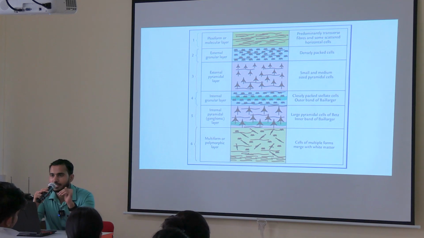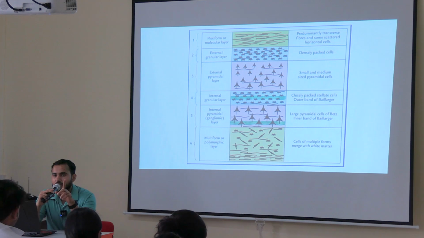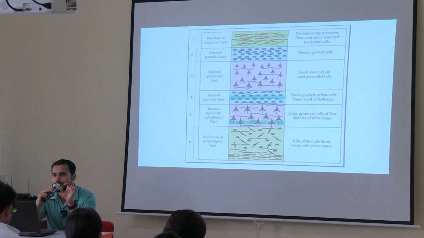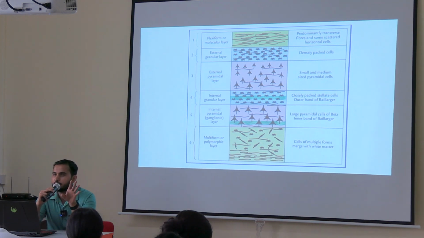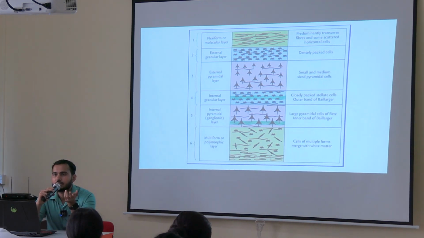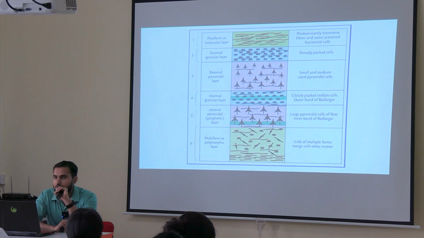So the first layer है, as I said, cells are not there. Only one type of cell is present, that also horizontal cells of Cajal or Cajal-Retzius cells. Remaining, it is entirely made up of fibers. That's why it will appear brighter. As simple as that. Next layer, if you see, external granular layer.